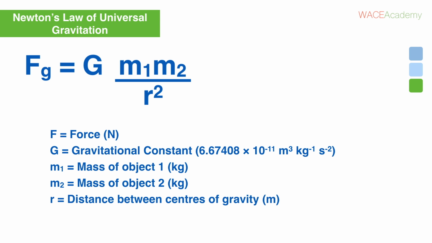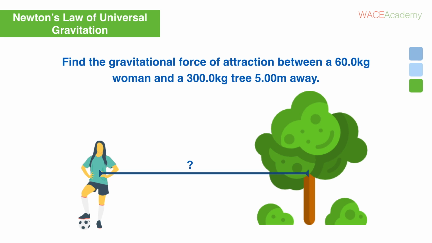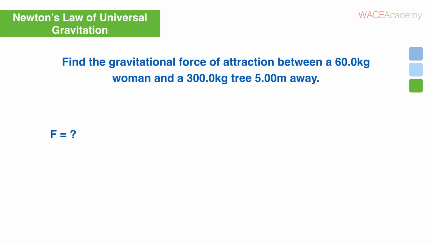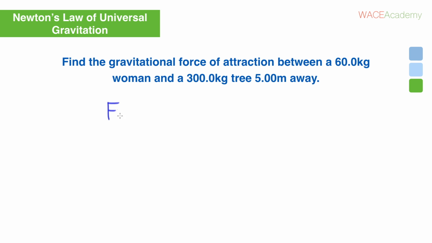You'll need to know how to use this equation for your exam, so let's do an example. Find the gravitational force of attraction between a 60 kilogram woman and a 300 kilogram tree 5 meters away. So to begin this, I'd write out the variables that we do know. The woman's mass is 60 kilos, the tree's is 300, and the distance between them is 5 meters. The gravitational constant, you'll get given this by the way in exams, is 6.67408 times 10 to the negative 11. All we need to do now is plug them into the equation and we're set.